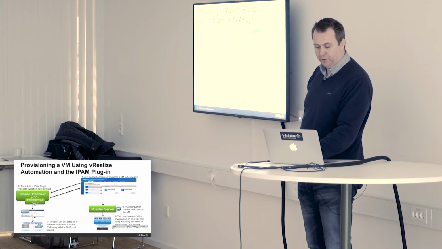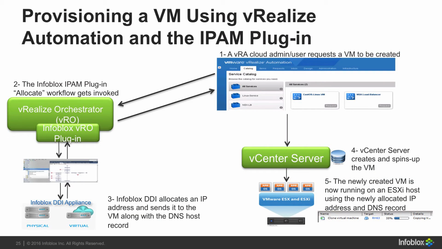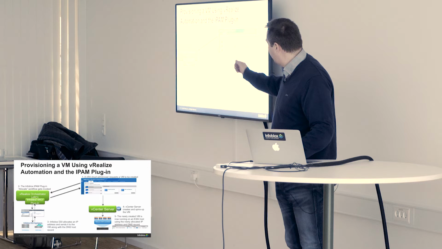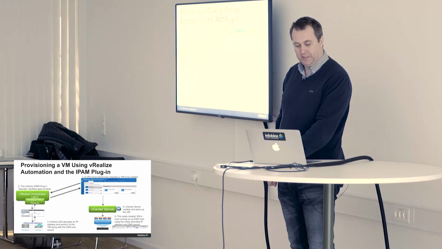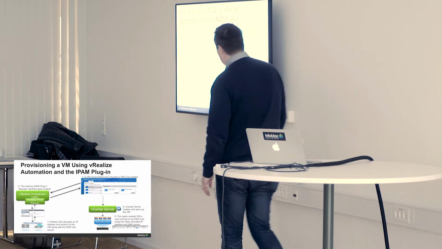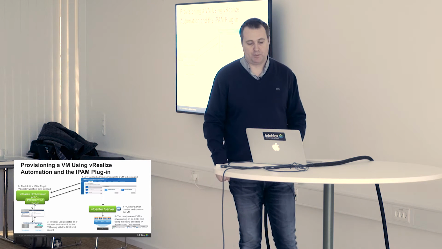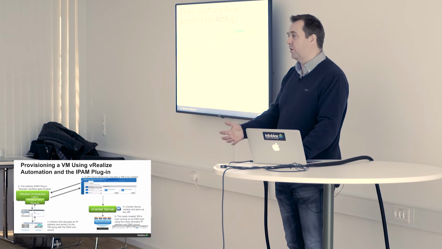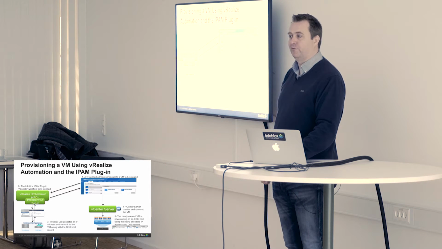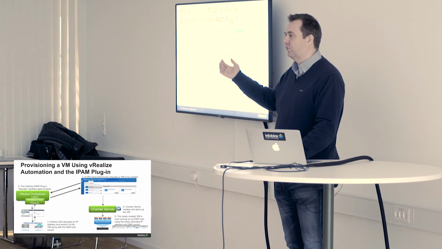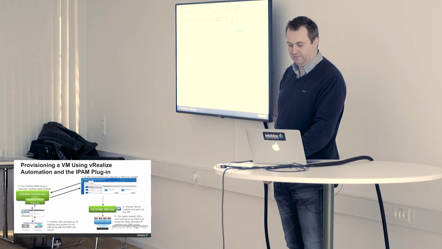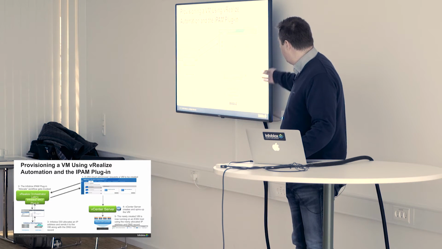So how does the provisioning work? A cloud admin user requests a VMware machine. vRealize starts to build up that machine. In the orchestrator there is the plugin running. That plugin asks for the next available IP address in the workflow and contacts the Infoblox appliance, which can be the local grid master or can also be one of our cloud platform appliances in Azure, Amazon, or another virtual data center for local survivability.